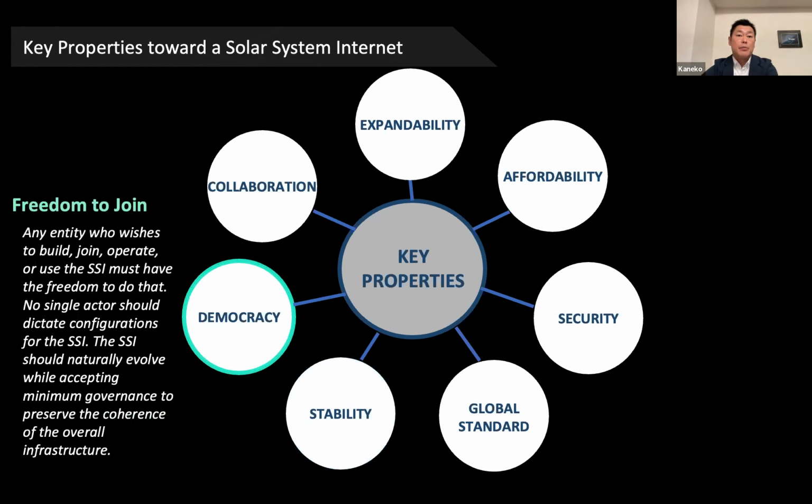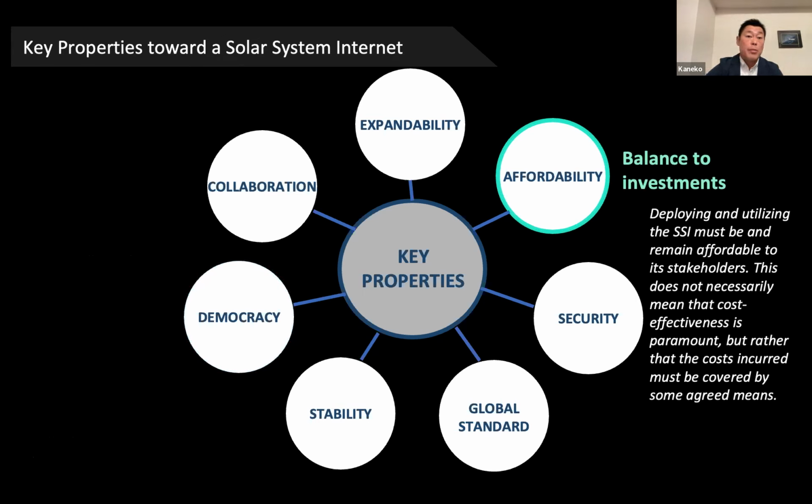And we also said democracy. We should also accept the concept of a democratic approach to construct the solar system internet, which basically means that any entity who would wish to join the SSI would have the freedom of doing that. No single actor should direct configurations for the SSI, and the SSI should naturally evolve. However, we should accept minimum governance required to preserve the coherence of the overall architecture.